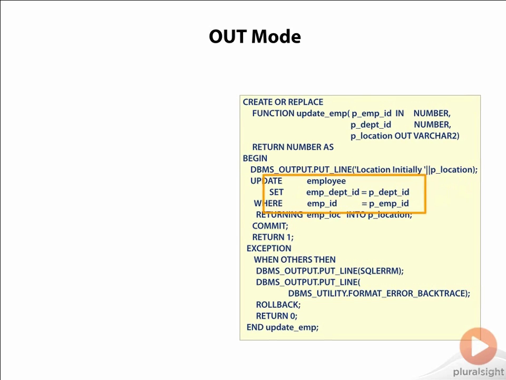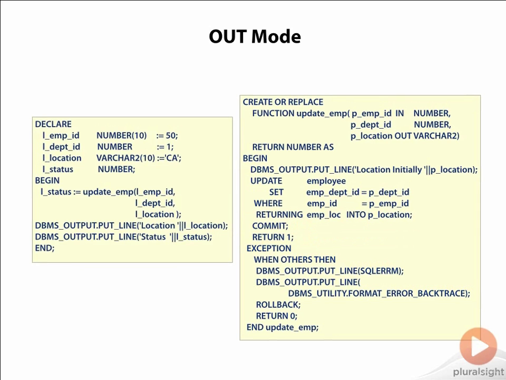We execute the update to the employee table, updating employee department ID to pDptId for employee ID equal to pEmpId, and then using the returning clause, get employee location and assign it to pLocation. You could assign value to the out variable any way you like. We then commit and return 1 for status code.